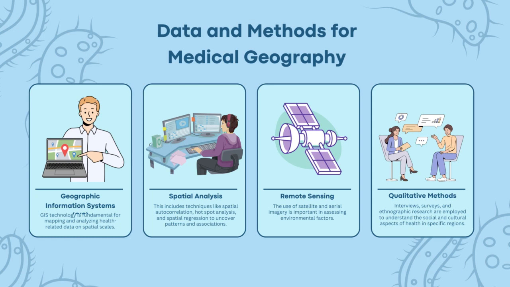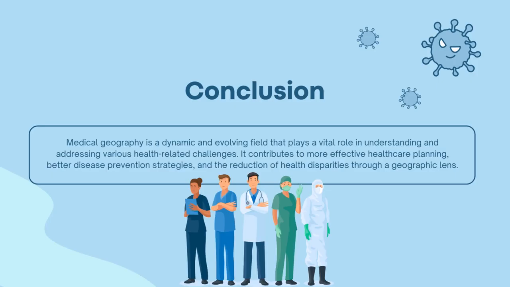And lastly, the qualitative methods. Interviews, surveys, and ethnographic research are employed to understand the social and cultural aspects of health in specific regions. None of these were present during John Snow's time. He used manual mapping. He carried a map of the area and made symbols to signify the infected people. There was no specific questionnaire or form of interview. It was pretty informal.